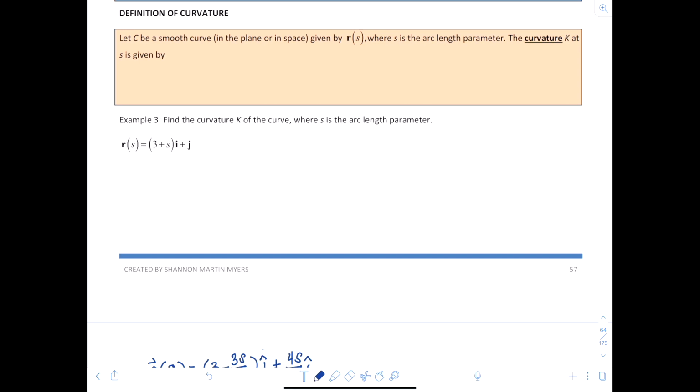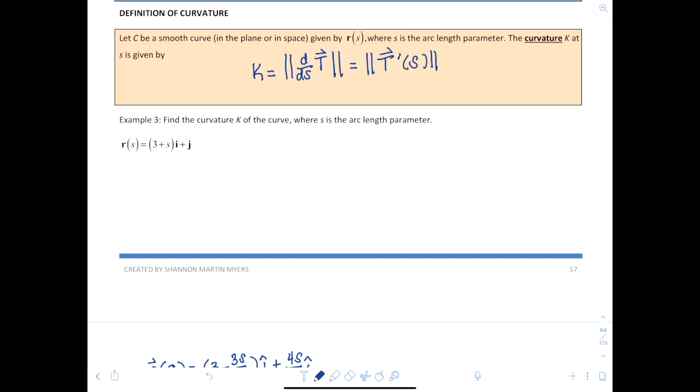The curvature K at s is given by K equal to the magnitude of d ds of the tangent vector, which is equivalent to the magnitude of the tangent vector prime at s. Cool?